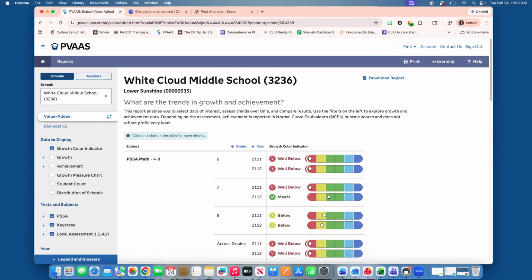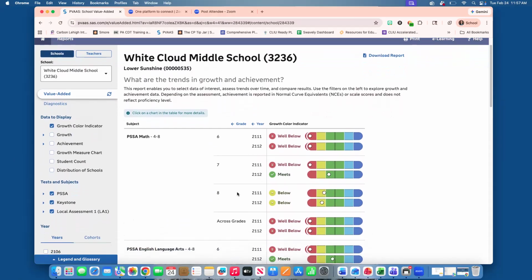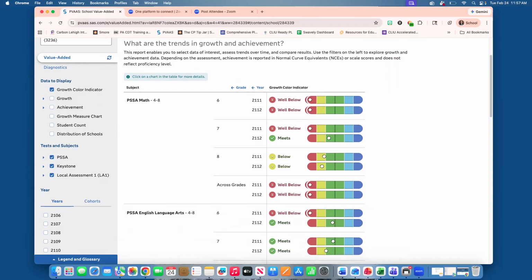And when you're looking at this report, you can start thinking, how can we celebrate and duplicate? So for example, how can we celebrate which groups of our students met or exceeded growth expectations? Do we have any students that are in light blue or blue? What successes can we recognize as a team for those groups of students?